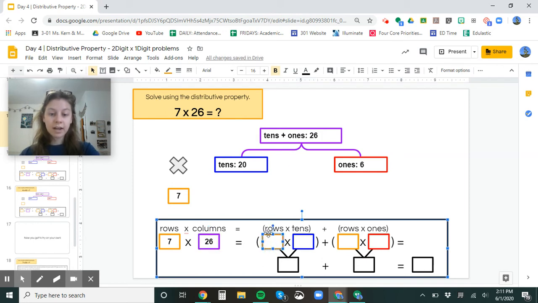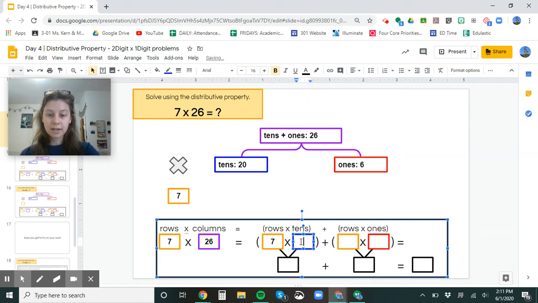Then again, I have my rows times my tens. So 7 times my tens, which is 20. And then I have my rows times my ones. So my rows is 7 and my ones is 6. So here what I'm saying is 7 times 26 is equal to 7 times 20 plus 7 times 6. I took 26 and decomposed it into 20 and 6. That's going to make it easier for me to solve this difficult multiplication problem.